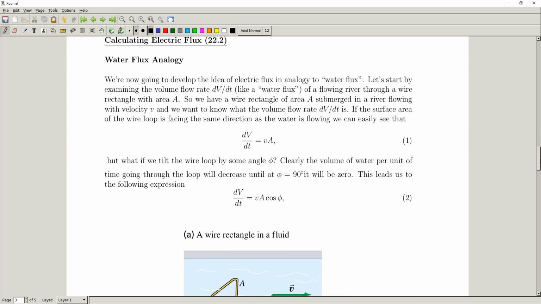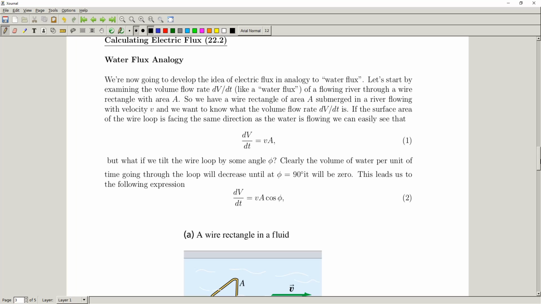Okay, and so I'm going to talk about all the theory building up to the equations that we need to calculate electric flux, and then in the next video I'm going to devote the whole video to just doing examples of calculating electric flux. But the way that we're going to build up to this idea of electric flux and calculating it is, first we're going to start off by talking about an analogy that's easier to think about, which is the flow of water.